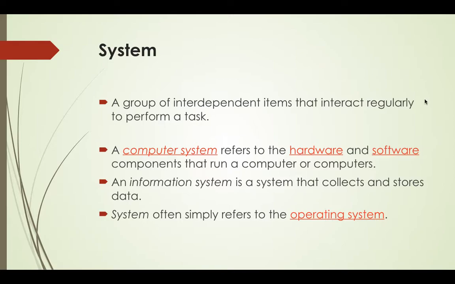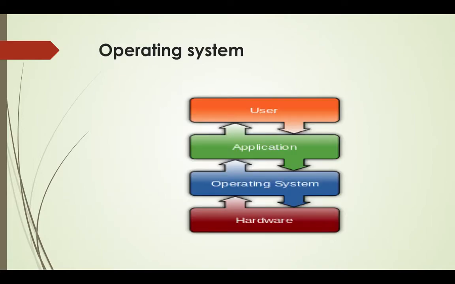Next, system: a group of interdependent items that interact regularly to perform a task. A computer system refers to the hardware and software components that run on a computer or computers. An information system is a system that collects and stores data. Normally an information system is different from a system. A system may be used to get some task executed, whereas an information system is a place where we store our data. System often simply refers to the operating system in general.